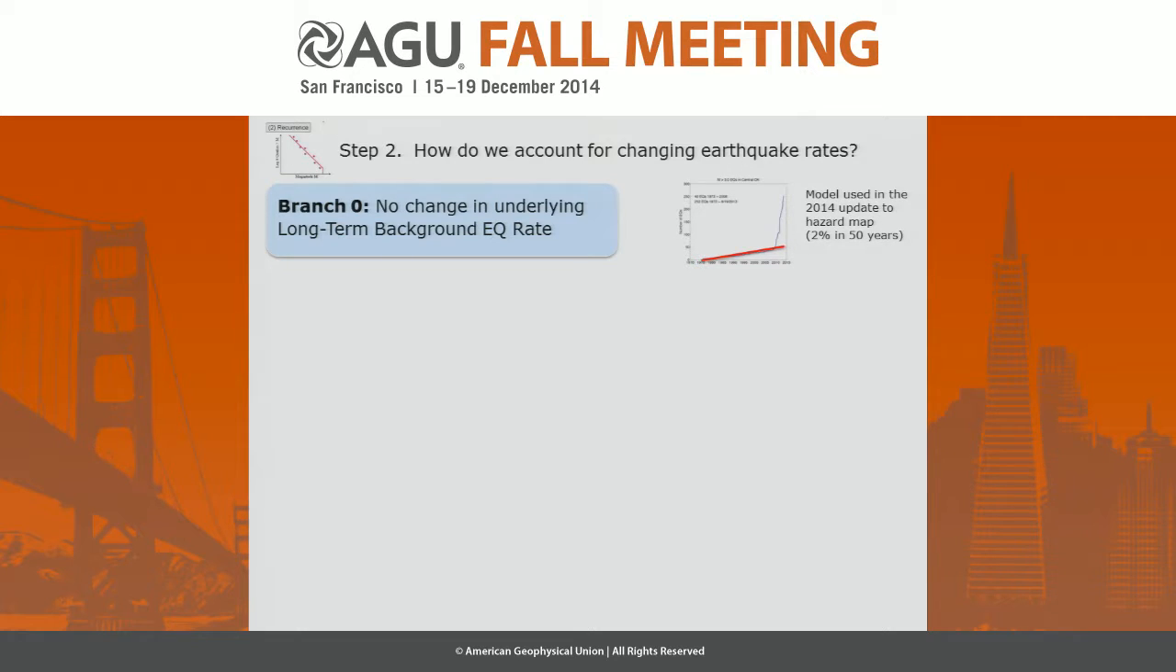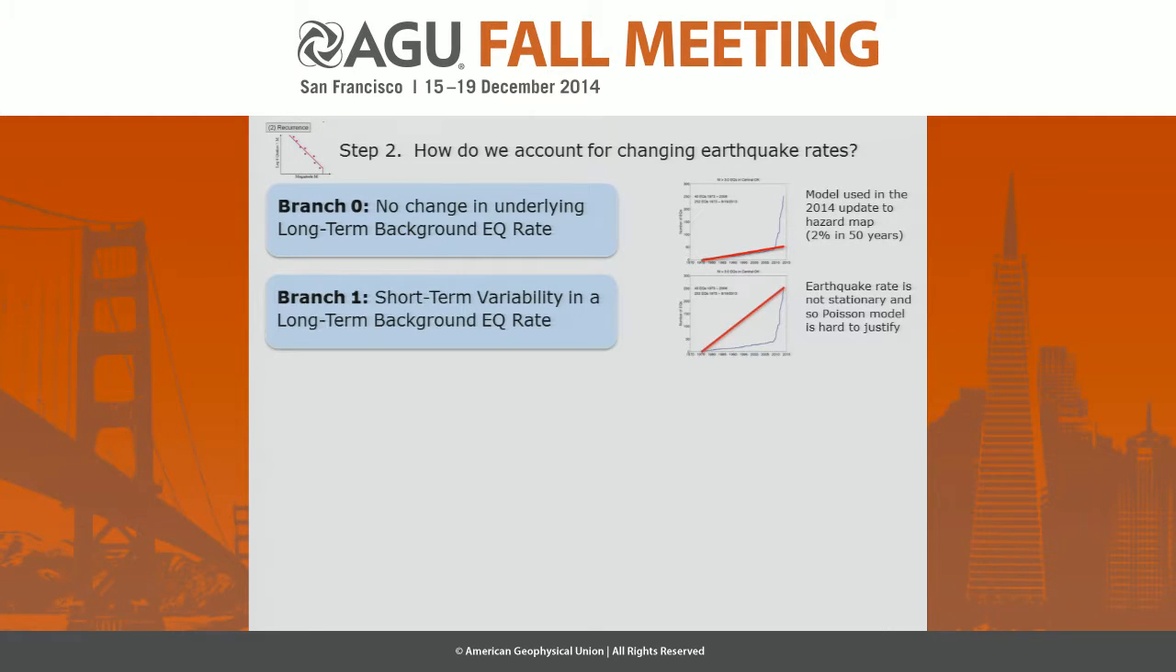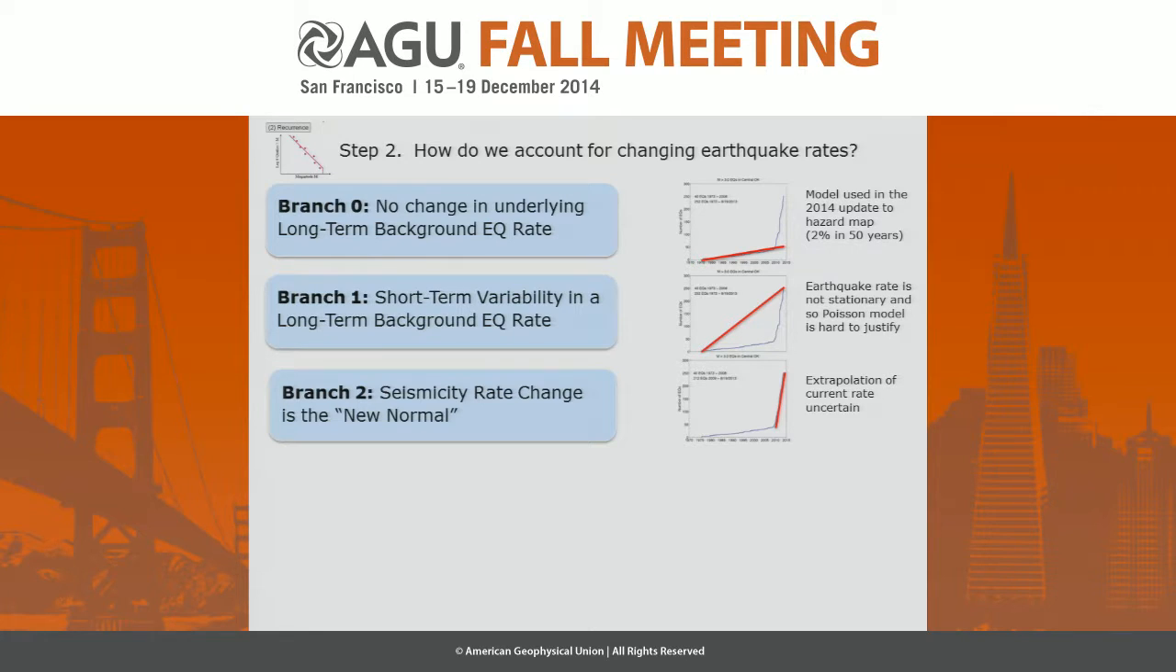We have a branch zero in our logic tree, which would say that we're going to ignore the rate change. So that was what was done in developing the 2014 map. Some alternatives would be to say, well, let's just average everything together and take that new rate. The problem with this is that it's very difficult to describe statistically what that model should be because it's clearly not a Poisson process. Another way would be to take the sharp rate increase as the current rate and project that forward. That probably is what we'll be doing in terms of developing a one-year map, but it's clear that that is not an appropriate thing to do if you're developing a 2% in 50-year map.